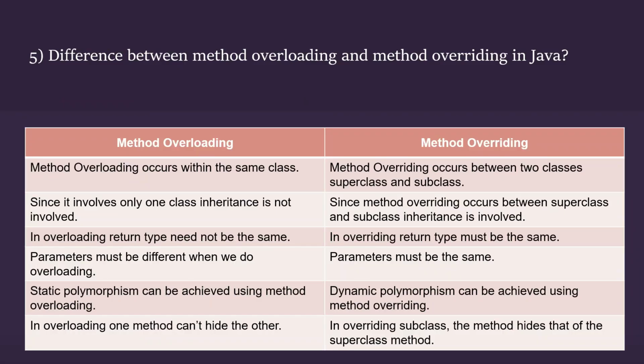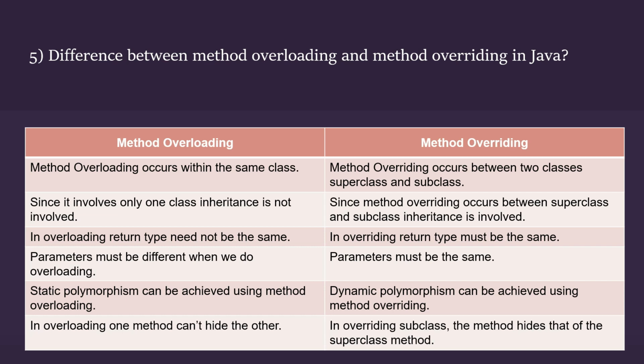Question 5. Difference between method overloading and method overriding in Java? Method overloading. Method overloading occurs within the same class. Since it involves only one class, inheritance is not involved. In overloading, the return type need not be the same. Parameters must be different when we do overloading. Static polymorphism can be achieved using method overloading. In overloading, one method can't hide the other.